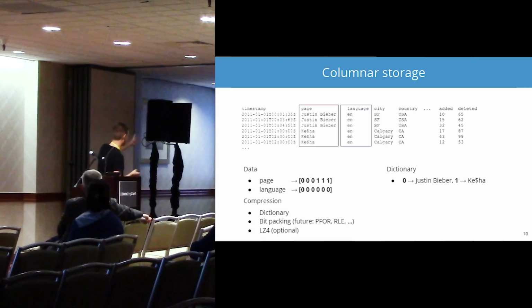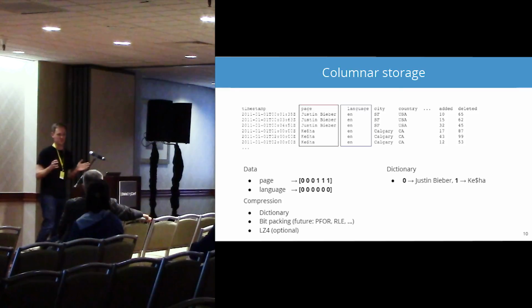So for the page column, we're going to store a dictionary first. There are 2 unique values, Justin Bieber and Kesha. We are going to call Justin Bieber 0 and Kesha 1, so they're integers. Then we're going to store each column as an integer array. So the page column is going to be an array of 0, 0, 0, 1, 1, 1, and the language column is going to be an array of all zeros because it's just 1 value.